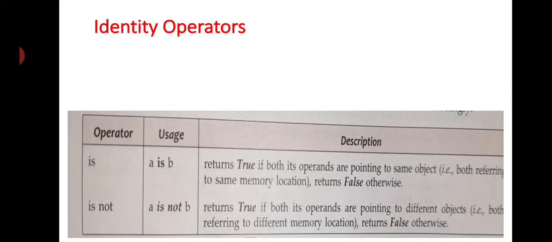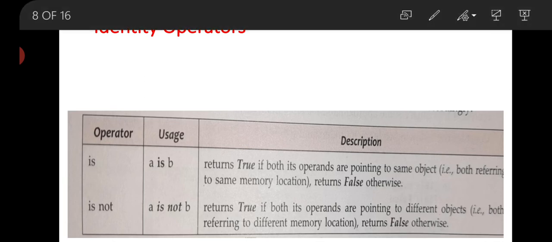Now the next operator is your identity operator. There are two identity operators in Python. First one is is, second one is is not. That means if we have applied A is B, it returns true if both its operands are pointing to the same object, that is both referencing the same memory location. Returns false otherwise. A is not B returns true if both its operands are pointing to different objects, that is both referring to different memory locations. Returns false otherwise.